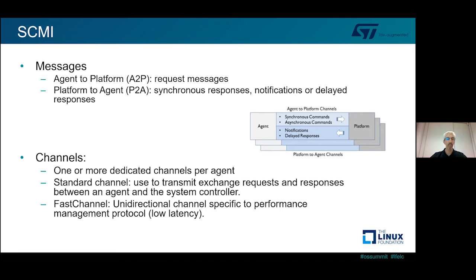There could be one or more channels dedicated per agent, because the request messages could be synchronous or asynchronous commands. The main point is that for synchronous commands, as soon as a command is sent by the agent to the platform, the channel is blocked until the platform gives a response to the agent. So if you want to have multiple commands in parallel from the agent to the platform, you need multiple channels per agent. There are two different channel types: a standard channel, used to exchange requests and responses between an agent and the system controller, and the fast channel, which is a particular unidirectional channel specific to the performance protocol management to reduce latency. So it's neither a synchronous nor an asynchronous command, it's just unidirectional and gives low latency on this typical message.